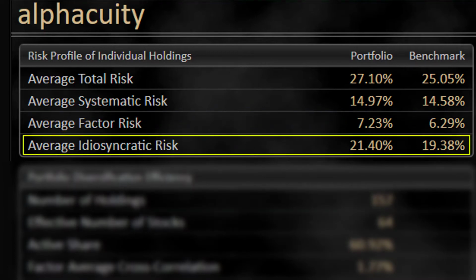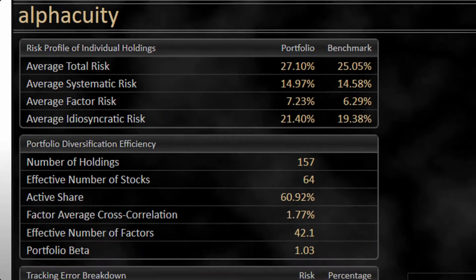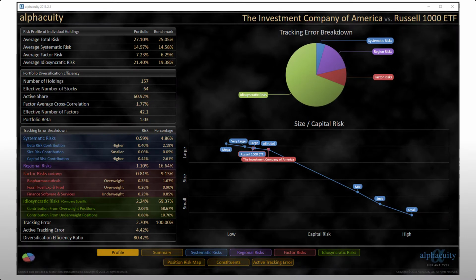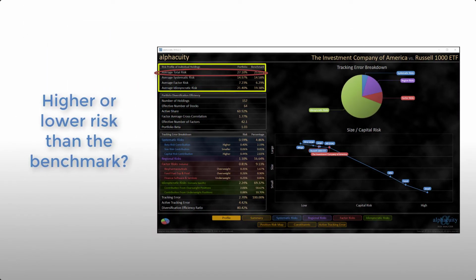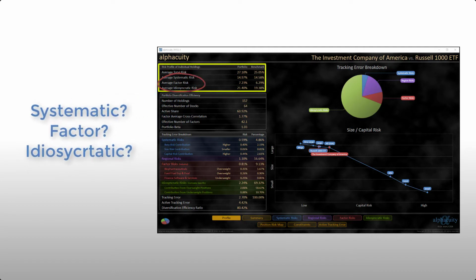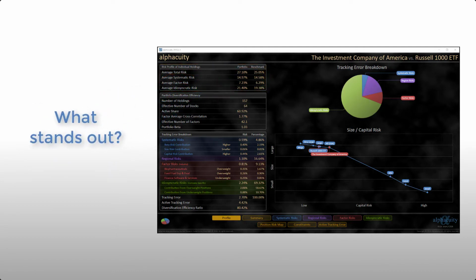Average idiosyncratic risk represents the residual risk remaining after removing systematic and factor risk components. It's the company-specific risk unique to each holding and is uncorrelated with all other risks. How is this information useful? This table provides a quick snapshot of the portfolio's general risk characteristics. Does the portfolio have higher or lower risk than the benchmark? Which dimensions? What degree? In essence, what stands out?